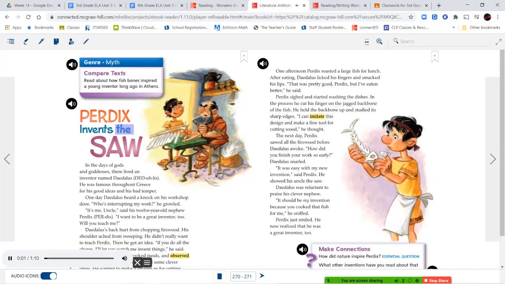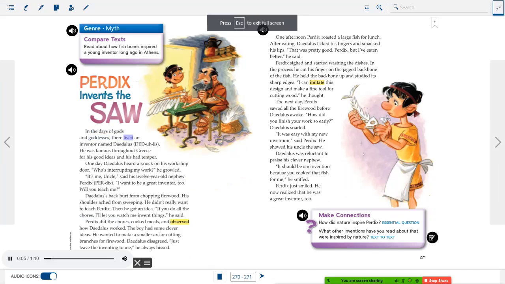Perdix invents the saw. In the days of gods and goddesses, there lived an inventor named Daedalus. He was famous throughout Greece for his good ideas and his bad temper. One day Daedalus heard a knock on his workshop door. "Who's interrupting my work?" he growled. "It's me, uncle," said his 12-year-old nephew Perdix. "I want to be a great inventor, too.